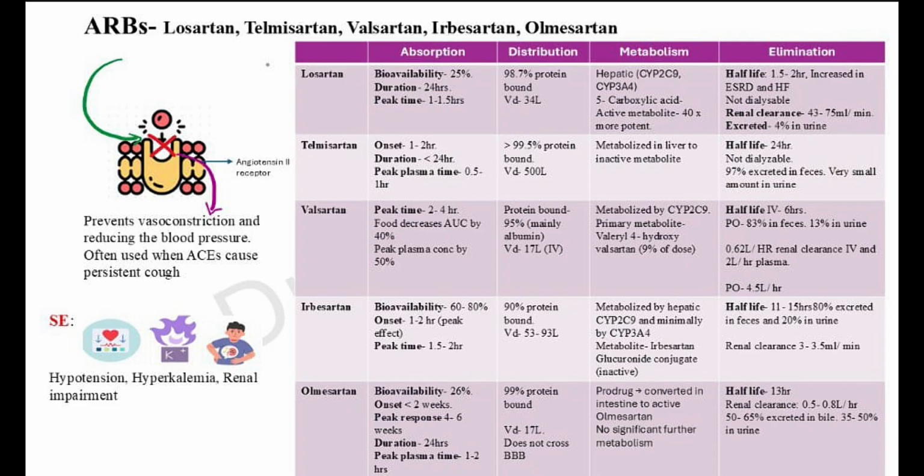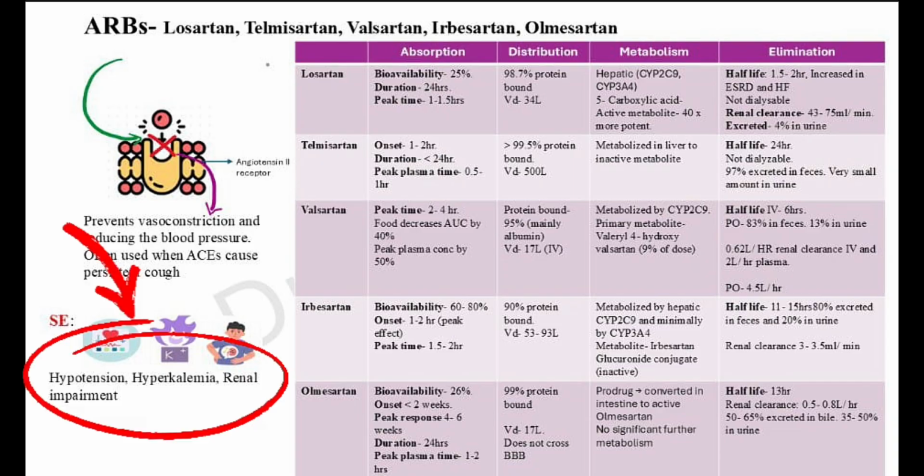Another important class is angiotensin receptor blockers, or ARBs. Examples include losartan, telmisartan, valsartan, irbesartan, and olmesartan. Instead of blocking ACE, these drugs block the angiotensin 2 receptor, preventing vasoconstriction and reducing blood pressure. ARBs are often prescribed when patients cannot tolerate ACE inhibitors due to persistent cough. Important side effects include hypotension, hyperkalemia, and renal impairment.